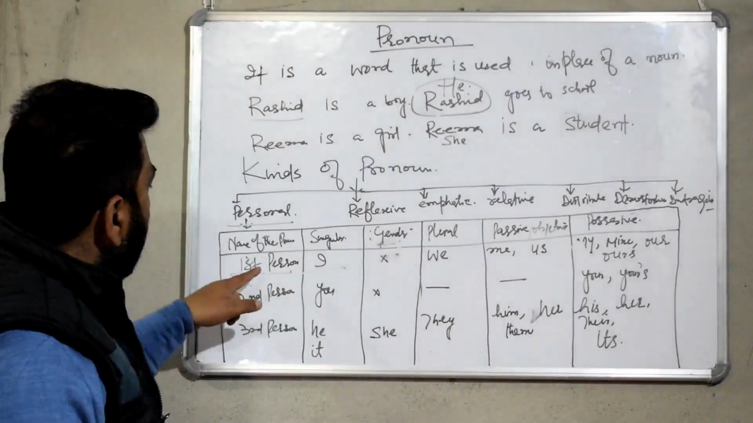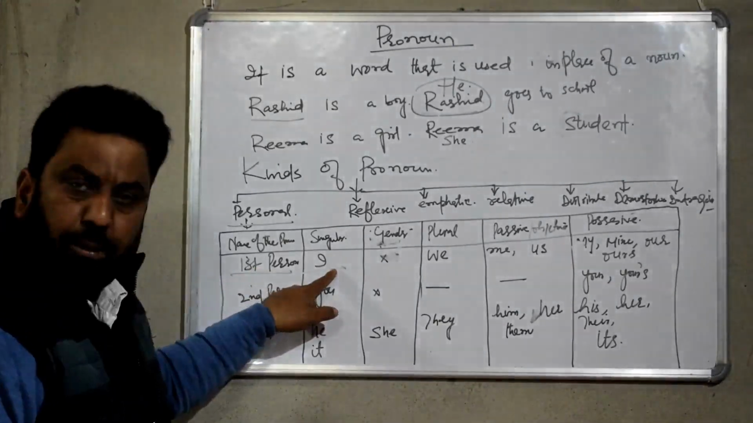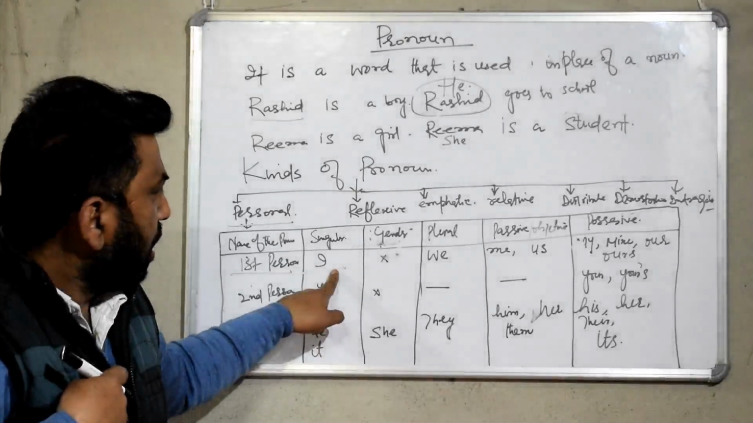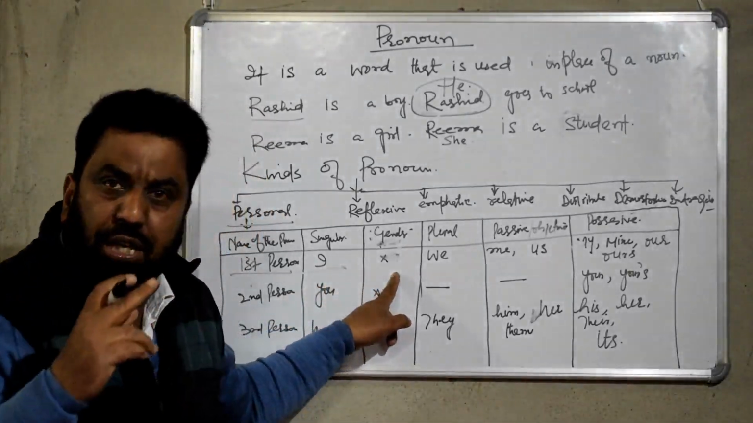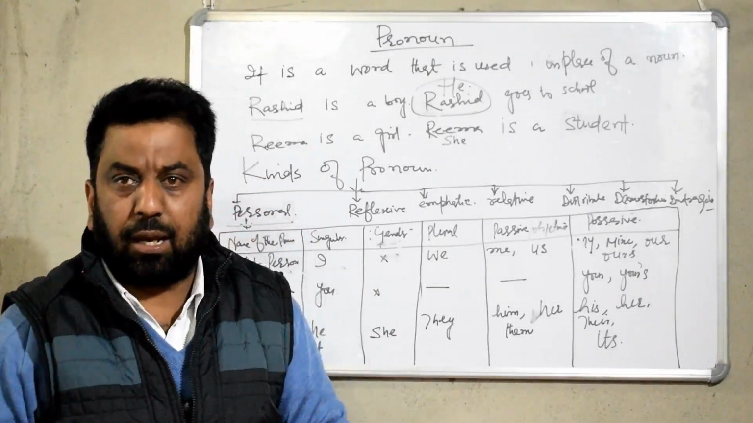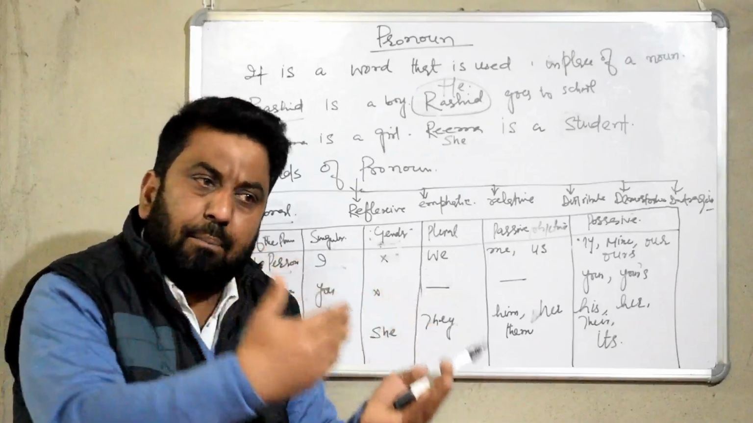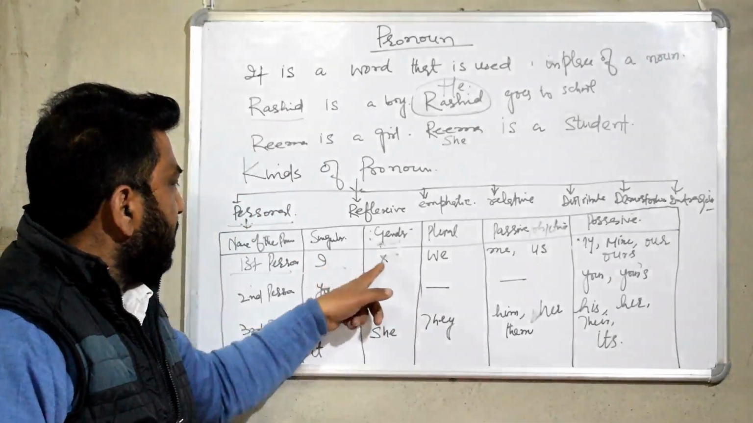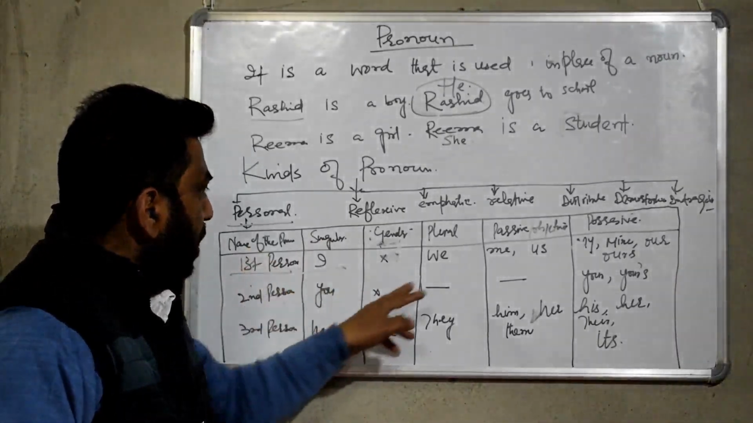For example, if it is first person, it's I. I am a boy. I am a teacher. So this I has no gender. I is spoken by male as well as female. When I say I am a teacher, somebody, she can say I am a girl. So there is no gender case in this person.